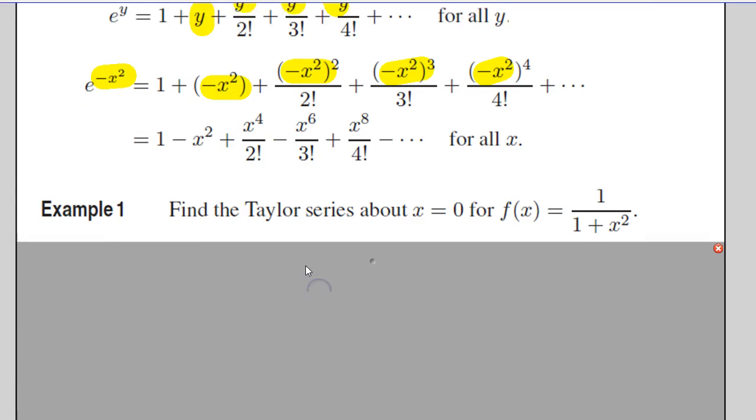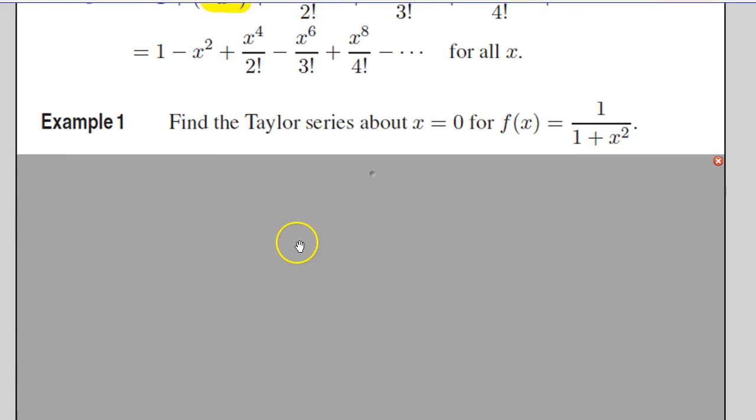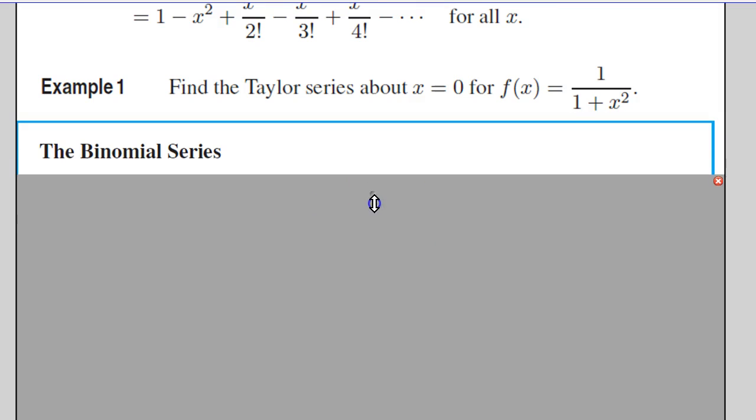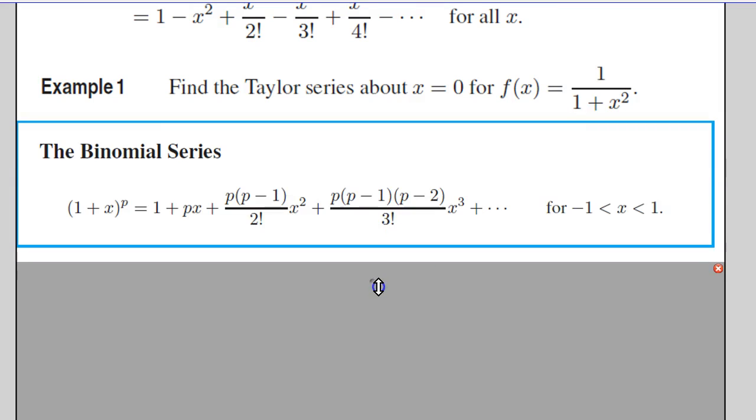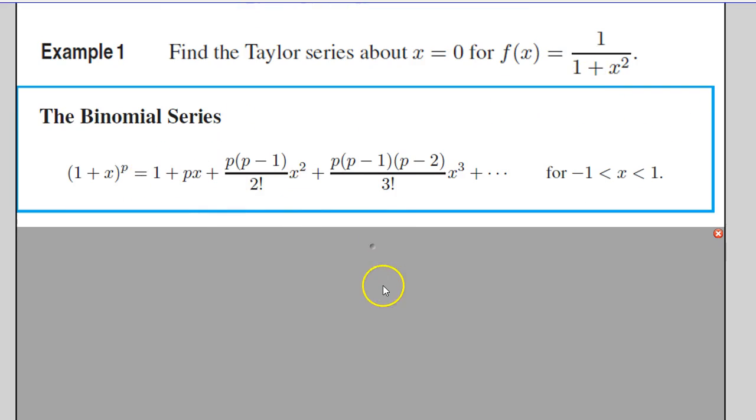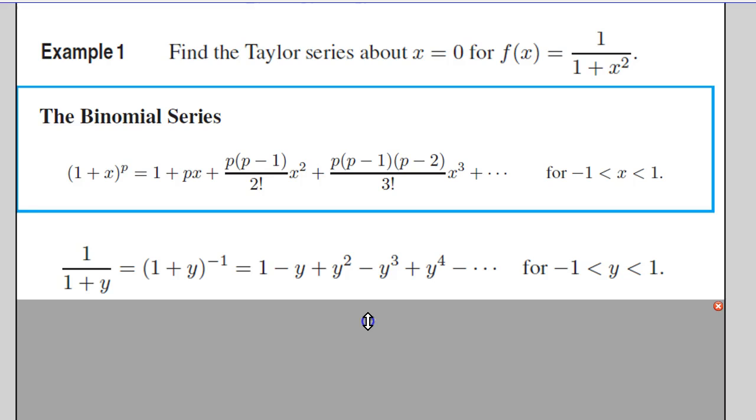And let's see if we can use that for another problem. Example 1 is finding the Taylor series about x equals 0 for f of x equals 1 over 1 plus x squared. Well, we remember that from the binomial series, it looks like this, and since in our case p is equal to -1, then we have something that looks like this, and we're going to use y instead of x. And in this case, for 1 over 1 plus y, the binomial series looks like this.